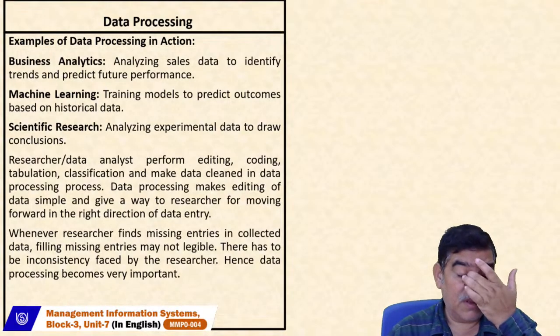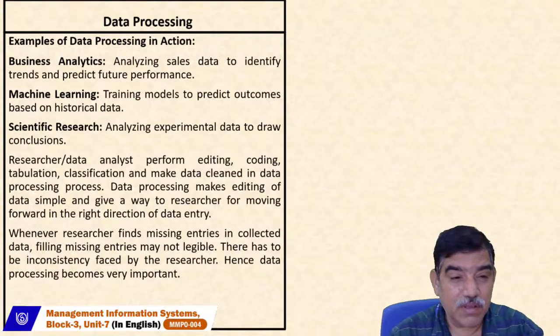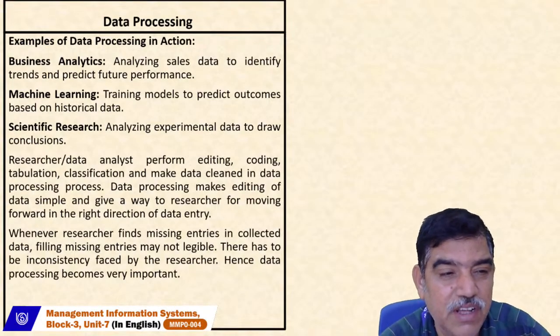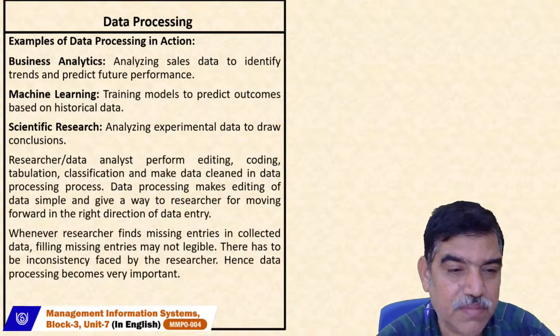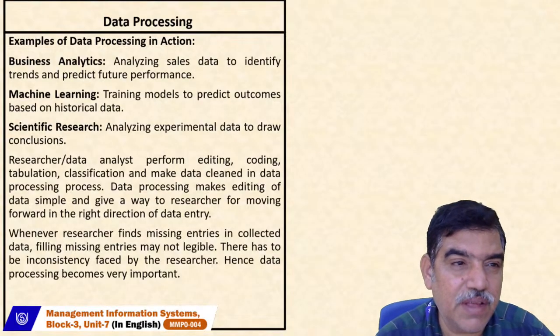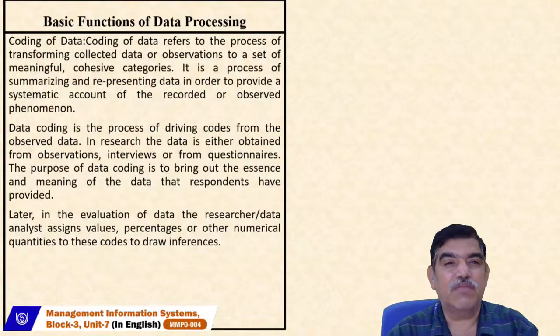So, the job is you have to collect the data, store the data, classify the data, edit the data, tabulate the data. These are the different processes we use in our database. So these are the type examples of data processing actions. Then basic functions of data processing.